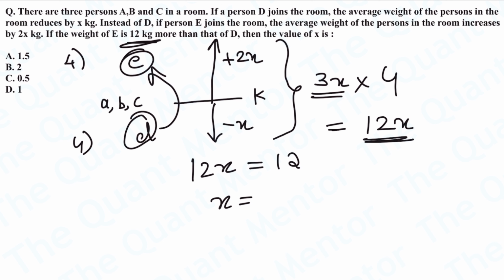Or we get x is simply equal to 1 again. That is our D option. Right? It's a much quicker way to get the answer. You just need to observe the deviations here.